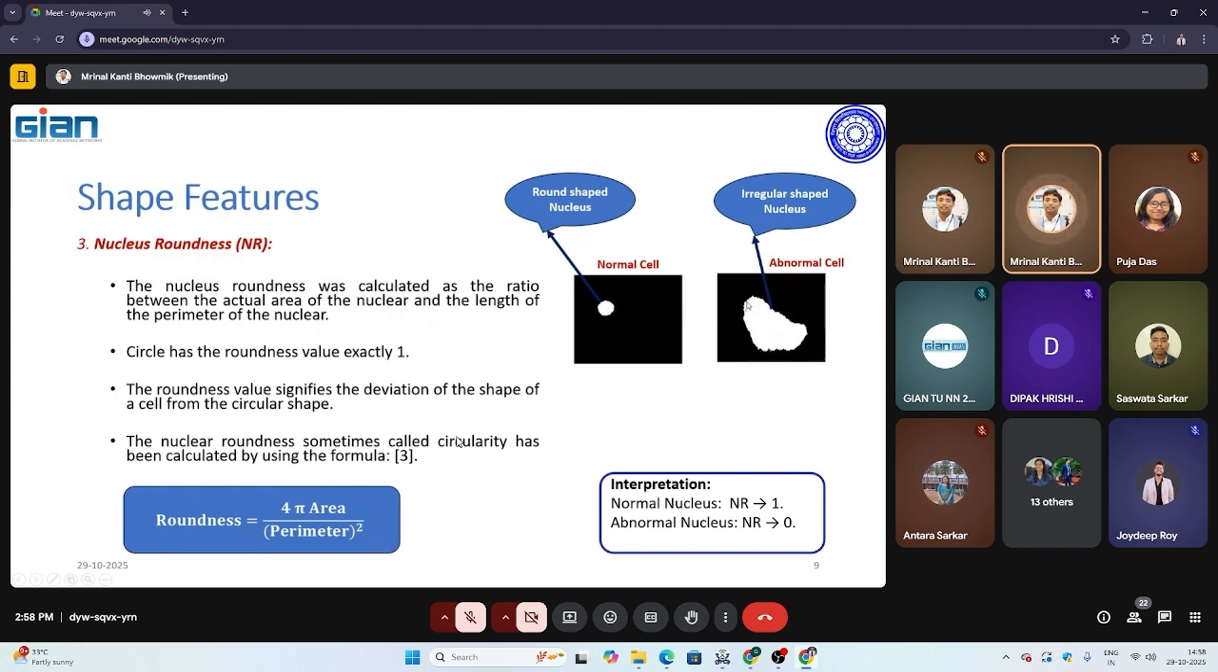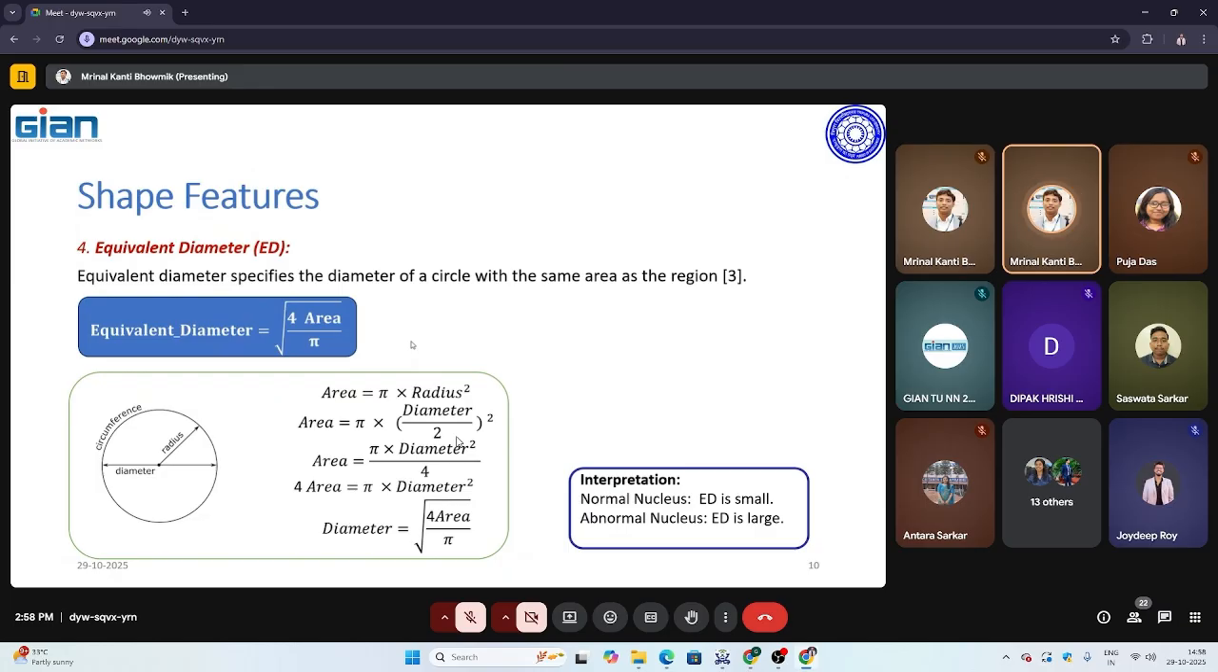But for abnormal cells, you can see it is an irregular shape. So the value of this roundness will tend to 0, or you can say it is far away from the value 1. We can calculate this nucleus roundness by using this formula, which is 4 pi into area divided by perimeter squared. We have the area now and the perimeter also, so using this formula, we can calculate the roundness value.